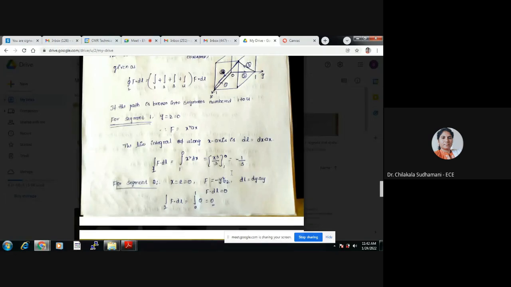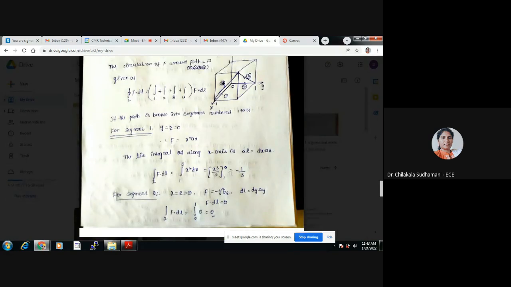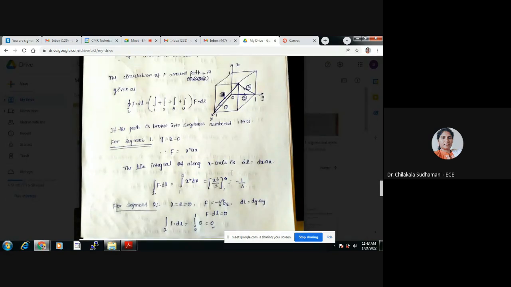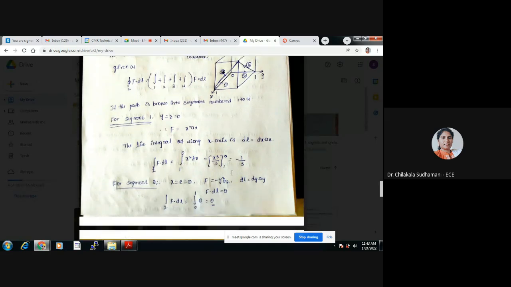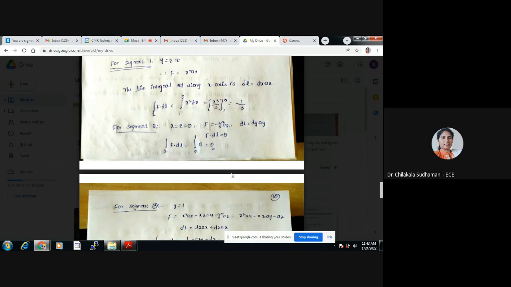Similarly, I want to calculate for line 2. Line 2 is along the y-axis only. Y-axis means x and z components are 0. Similarly, you can substitute x and z components as 0 in the given f. So what you'll get, x and z are 0, means you'll get minus y square az. But az is also 0 because there is no az component. So it is equal to 0. Segment 2 is 0. Next, segment 3.